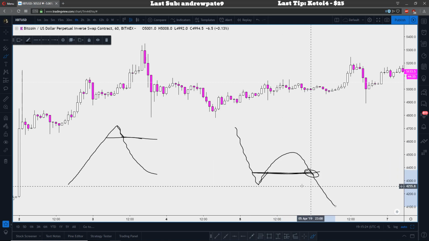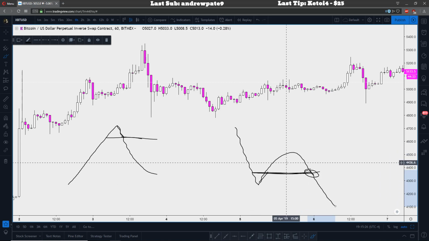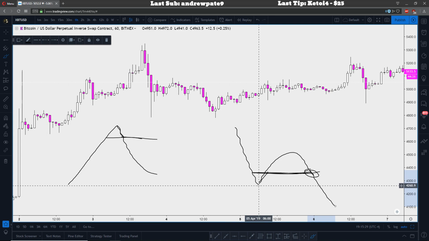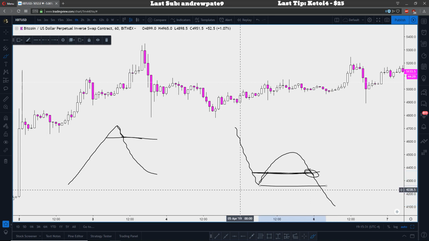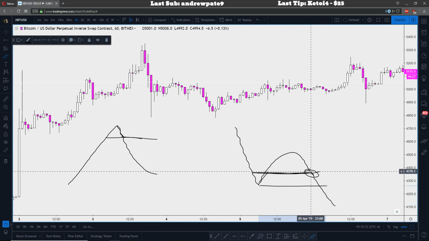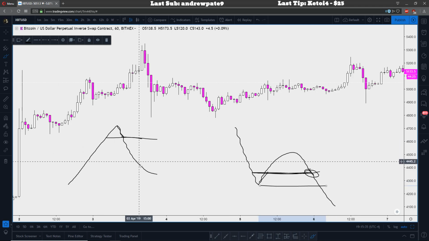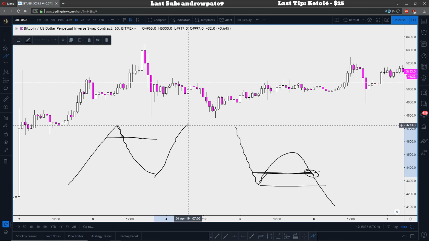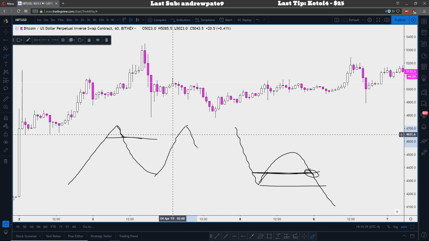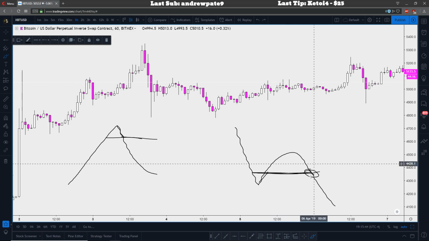The only time you're going to get faked out on these setups is if it double bottoms or double tops perfectly. So if it were to come down and double bottom here, or if it were to come up and double top here, you're going to get faked out on those. But more often than not, the strike rate is going to be relatively the same.